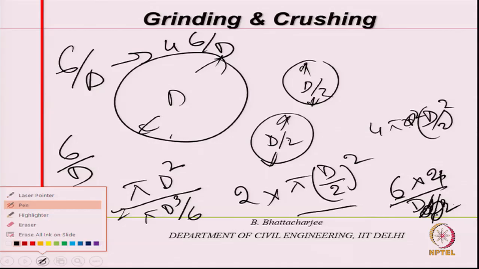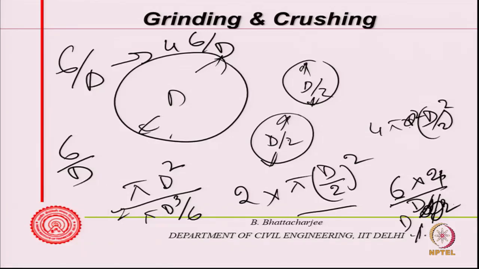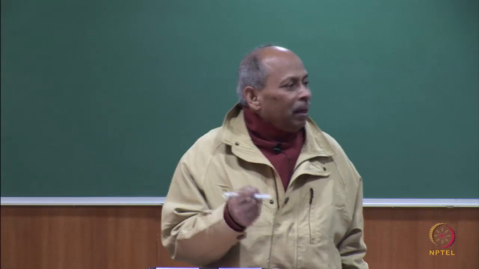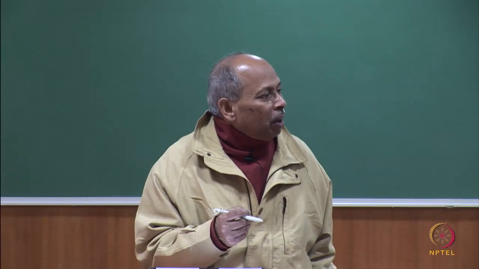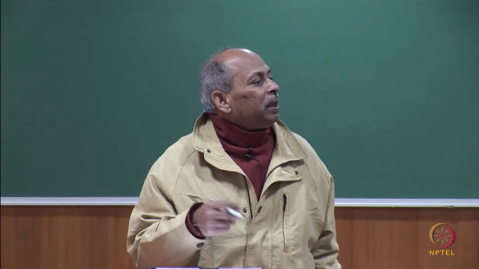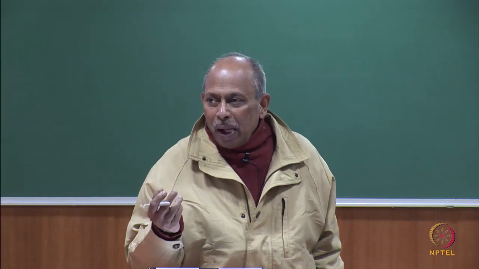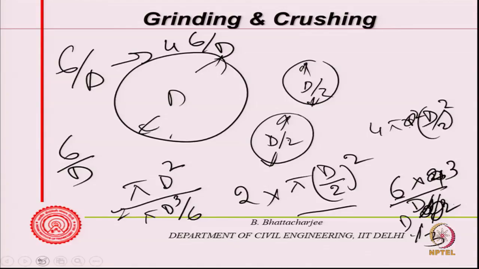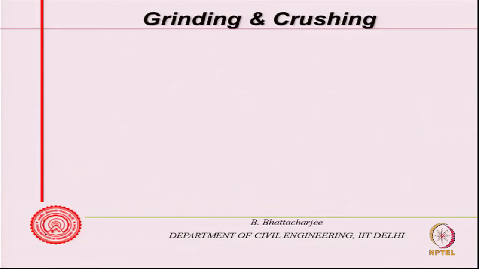Possibly if it is 3, then this will be d by 3, and there will be 3 such spheres. So, it will become 9. So, if you reduce the diameter by half, surface area increases 4 times. If you reduce by 3, surface area increases 9 times, and so on and so forth. So, surface area increases as I crush them or grind them. So, I have to supply that energy.